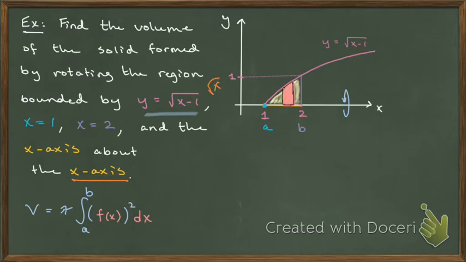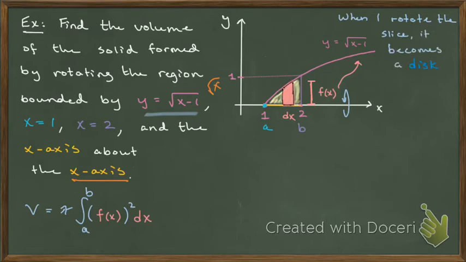So what I see here, when I rotate this, it's got specific dimensions here, dx, width or thickness, and a height of the function, right? Whatever the height of that slice is made by the function, okay? So when that slice is rotated about the x-axis, it becomes a disk.